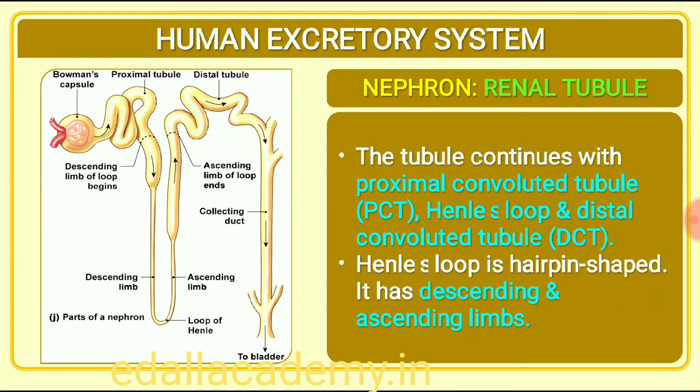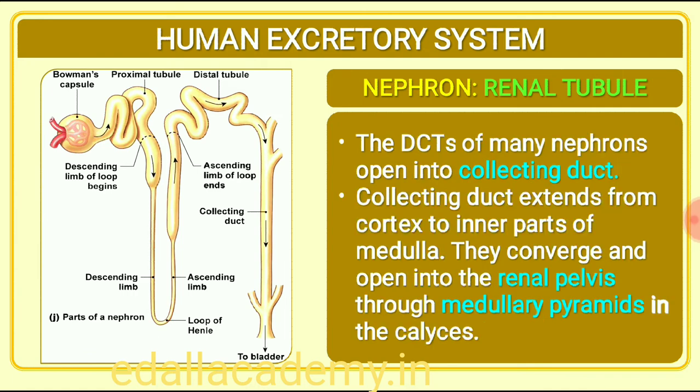The tubule continues further to form a highly coiled network, the proximal convoluted tubule, PCT. A hairpin-shaped Henle's loop is the next part of the tubule, which has a descending and an ascending limb. The ascending limb continues as another highly coiled tubular region called the distal convoluted tubule, DCT. The DCTs of many nephrons open into a straight tube called the collecting duct, many of which converge and open into the renal pelvis through medullary pyramids in the calyces.